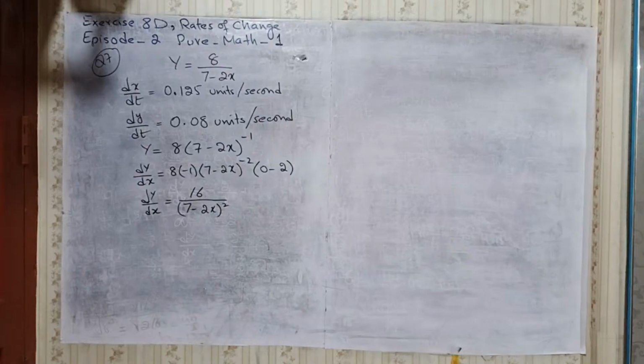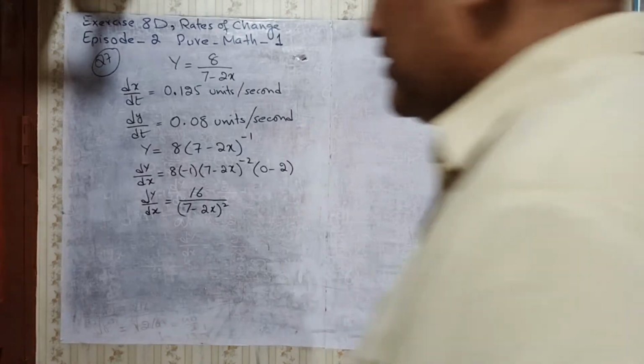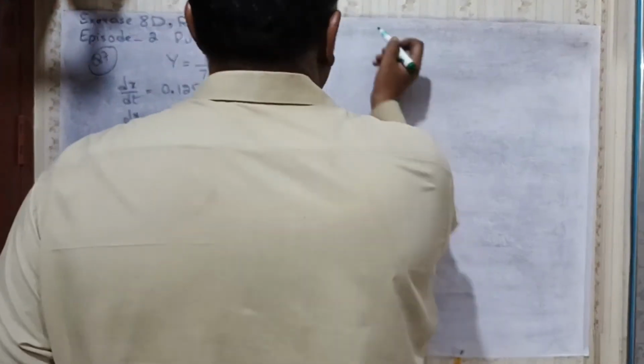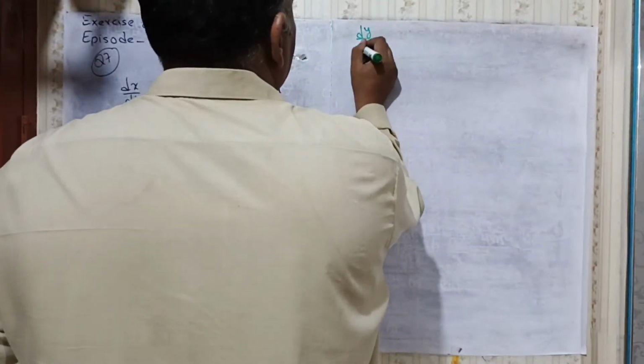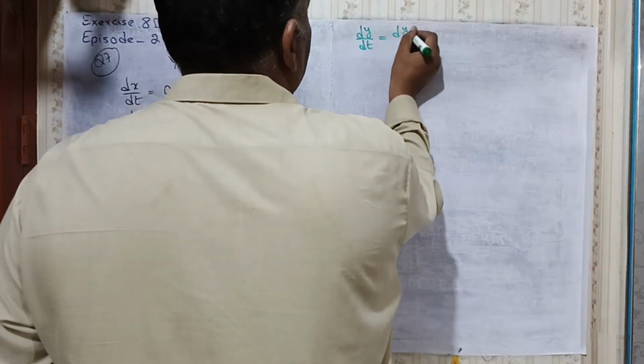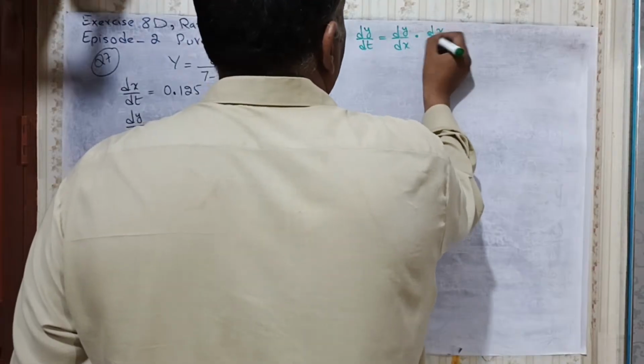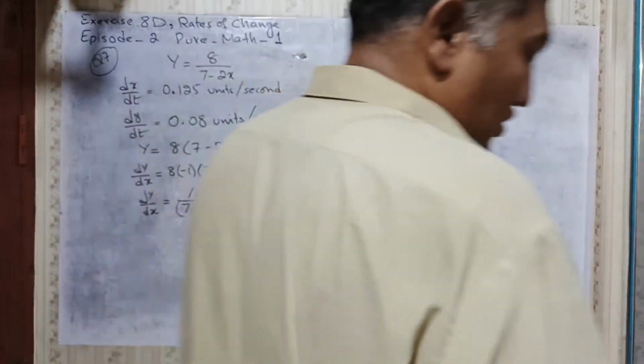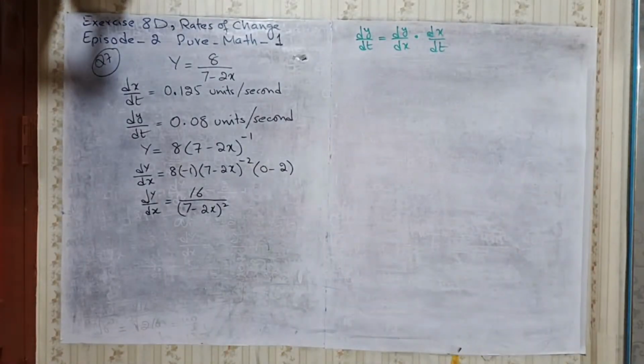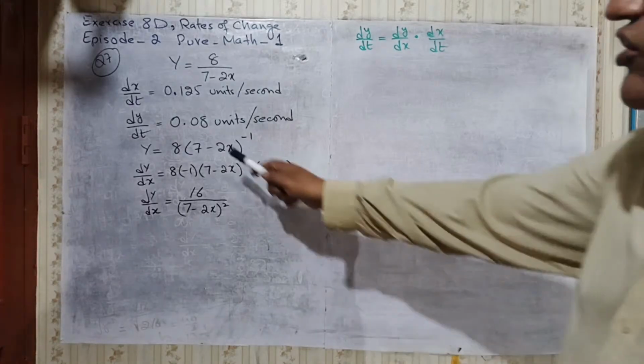Okay, so my dy by the dx is equals to this, and then I will apply the chain rule. You know the chain rule. Now I know the rate of change of the x. I also know the rate of change of y. So just apply the chain rule. So here we have dy by the dt is equal to the dy by the dx into the dx by the dt. I know the value of the dy by the dt. The value of the dy by the dt is this 0.08.